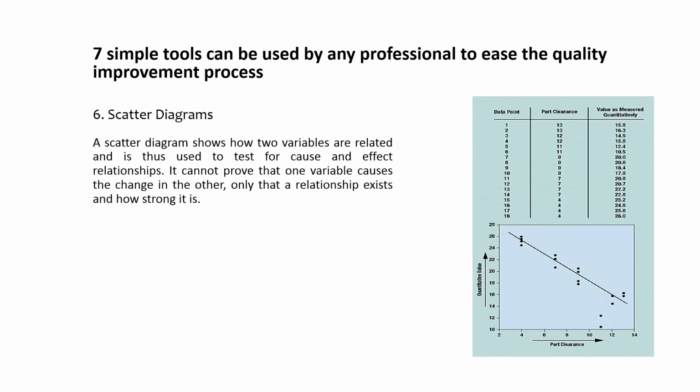Next, scatter diagrams. It shows how two variables are related and is thus used to test for cause and effect relationship. In a scatter diagram, the x-axis represents the measurement values of one variable, and the vertical y-axis represents the measurement of the second variable.